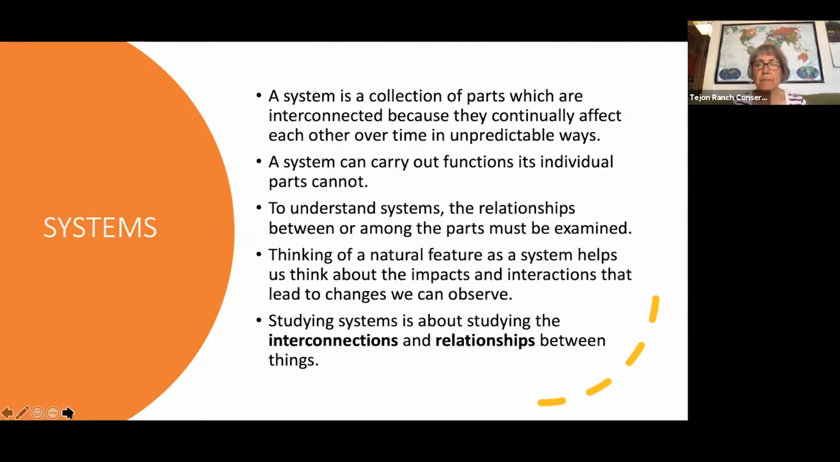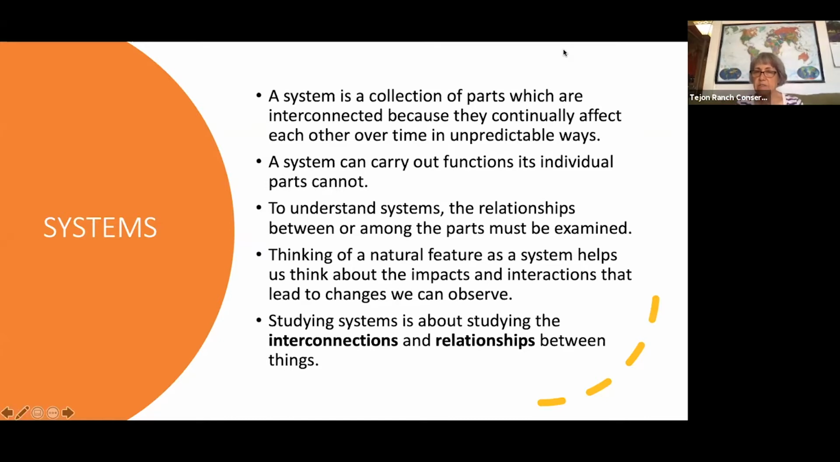So let's talk a little bit about systems. A system is a collection of parts which are interconnected, and they continually affect and interact with each other, and sometimes in unpredictable ways. A system can carry out functions that its individual parts can't. Think about the human body. There's lots of different systems. There's a digestive system, and there's a circulatory system. Each system has a job, and in each system, there are parts. All together, you have a functioning human body.